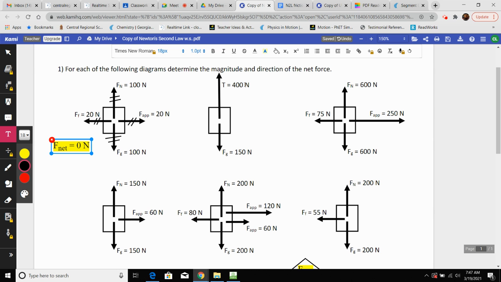Okay, well, what's going on here? We got tension is 400 up, and we have weight, F sub G, 150 down. So what do we have here as our net force? F sub net equals what? 250, good. Now all you had to do is subtract the two.